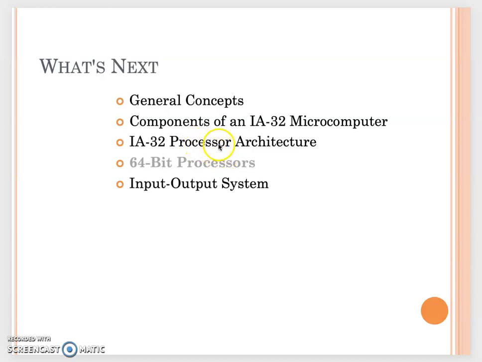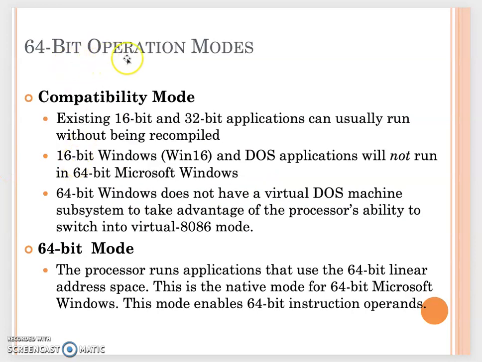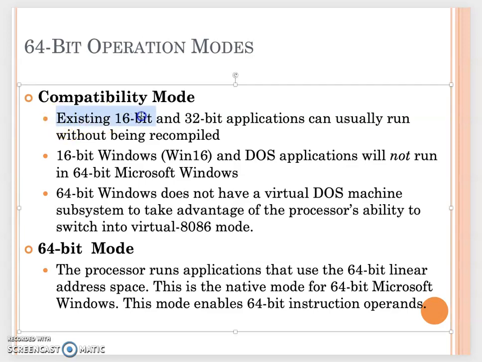After we introduced the IA-32 processor execution environment, so that's the 64-bit processor. The 64-bit operation mode is using the compatibility mode. Remember, our hardware continues to improve and become bigger, but the existing code is already able to run from the 16-bit or 32-bit environment.